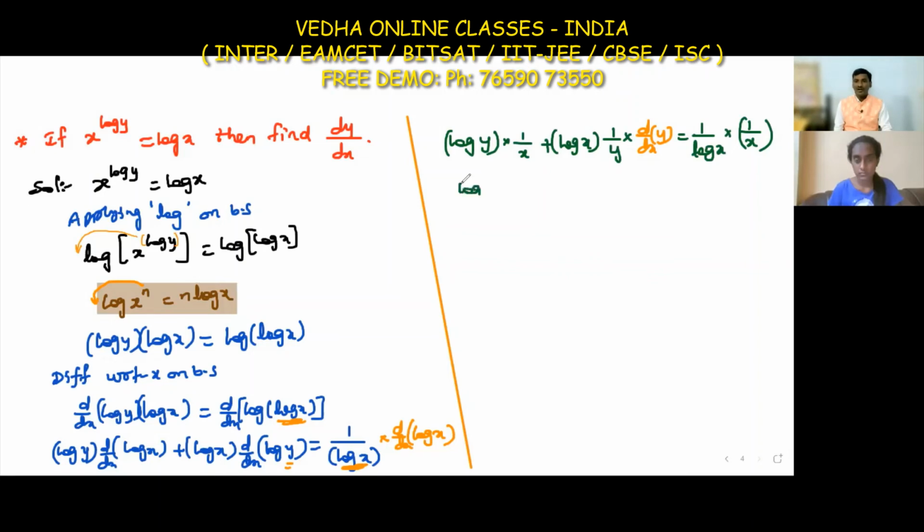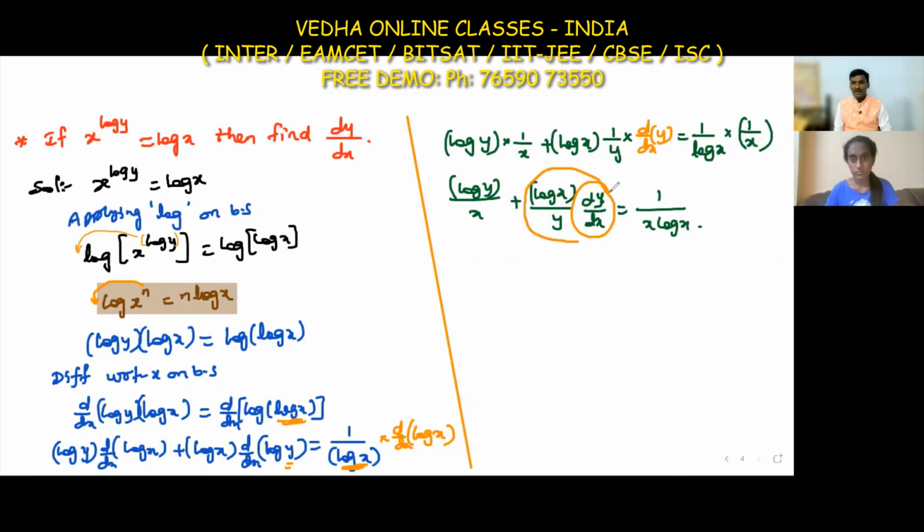Now log y whole divided by x plus log x whole divided by y into dy by dx equals 1 divided by x log x. What I want here is dy by dx, so I keep the dy by dx term on the left side. First send this term to that side, after that send the remaining coefficient also to that side.